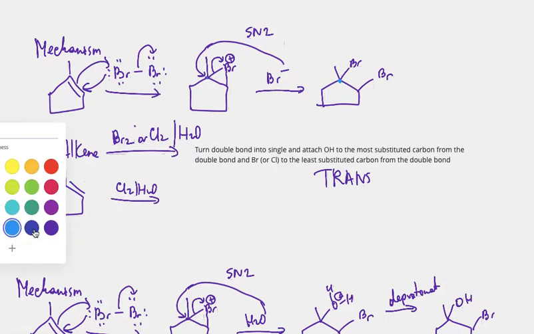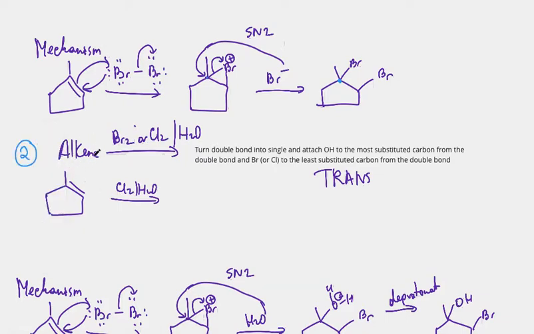And let me change my color to a darker blue. So the next reaction is, again, we start with an alkene. Just a reminder, all of the reactions we're learning today have to start with a double bond in order for them to occur. So we have an alkene, and we also have Br2 or Cl2, but this time with water. For the product, all you have to do is turn the double bond into a single bond, and attach OH to the most substituted carbon from where the double bond was, and Br or Cl to the least substituted carbon from the double bond. And again, our product is trans.